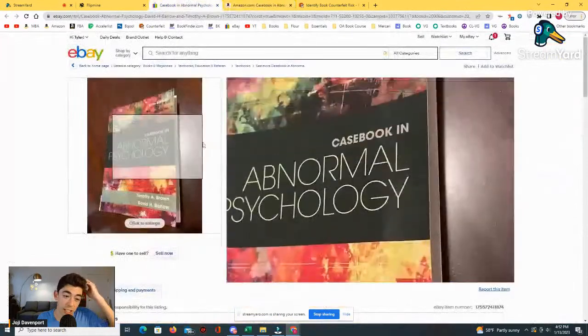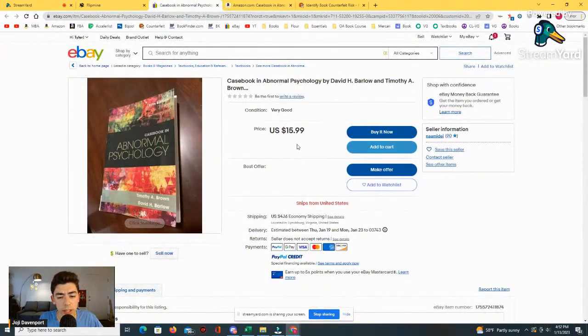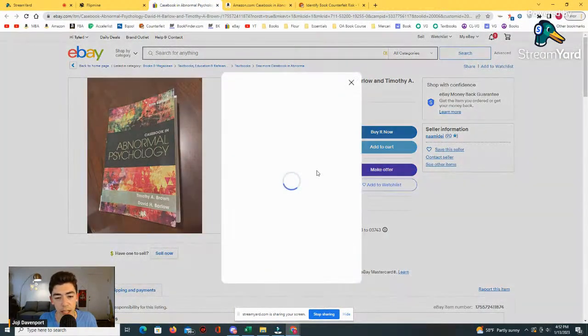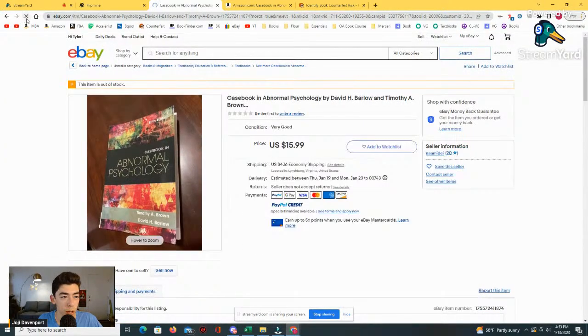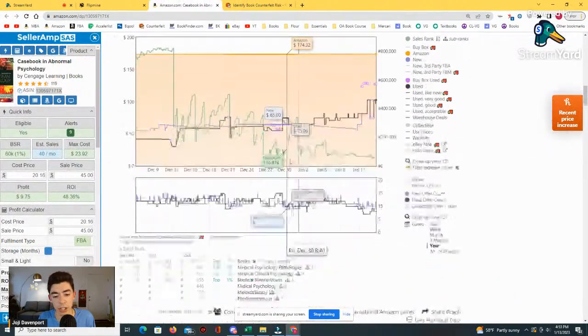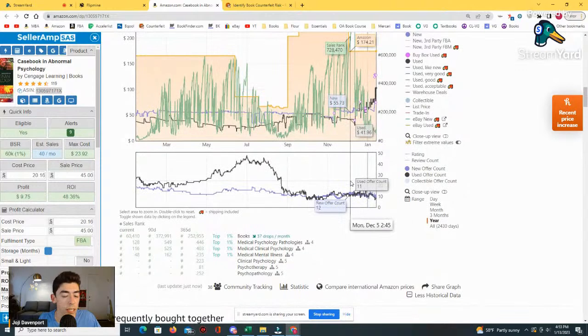So obviously it's a great deal right now, but I would say that this book is slightly undervalued, but you could send an offer. So like, let's see. So this book is probably out of stock. Someone already bought it because it was amazing. I mean, it's not an amazing deal. It's a good deal. It's an undervalued deal for sure.